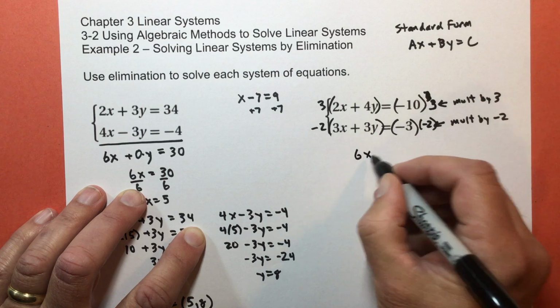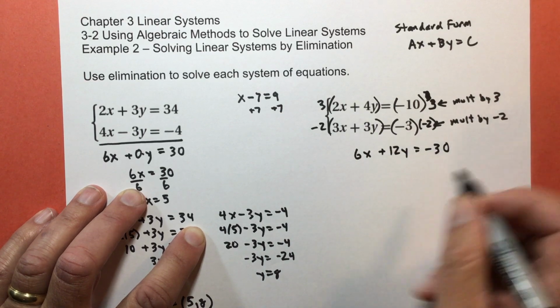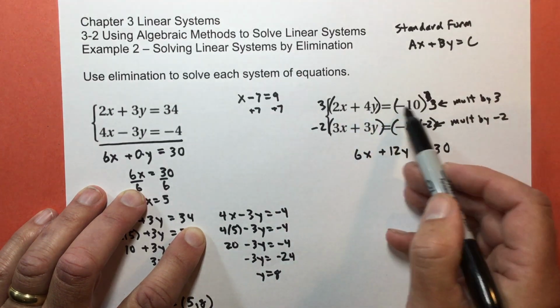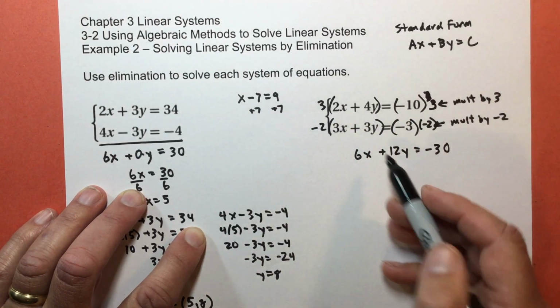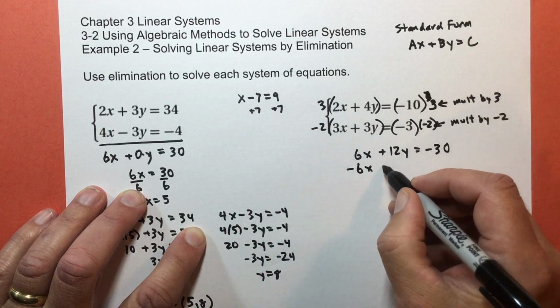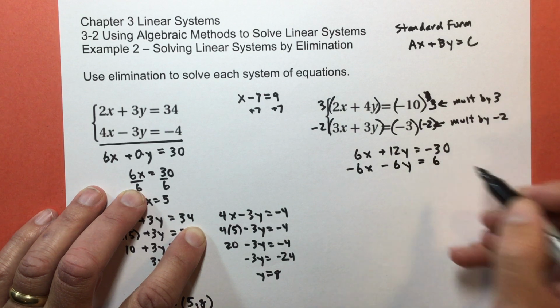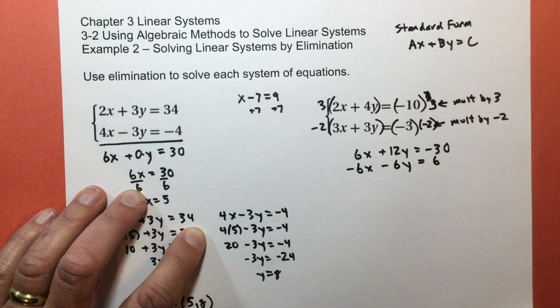I get 6x plus 12y equals negative 30. I multiplied everything on the left and everything on the right by 3. I get negative 6x, negative 6y equals positive 6. Negative 3 times negative 2 is positive 6.